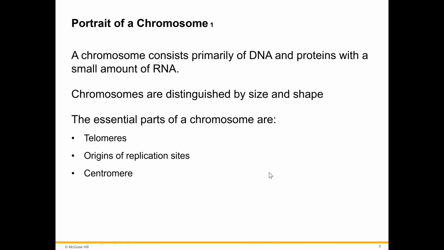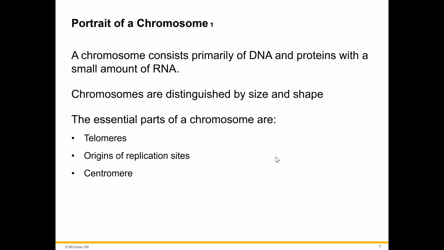A chromosome consists primarily of DNA and proteins with a small amount of RNA. So if you look at a chromosome, mostly it's made of DNA, but it's also made of proteins called histones, and DNA is wrapped around those histones, and it has a small amount of RNA. Now, chromosomes are distinguished by size and shape. That means all your 46 chromosomes are not the same. Some are longer, some are shorter, and they might have different shapes.